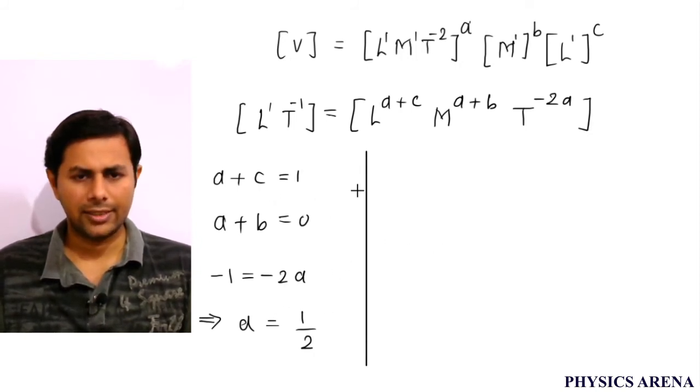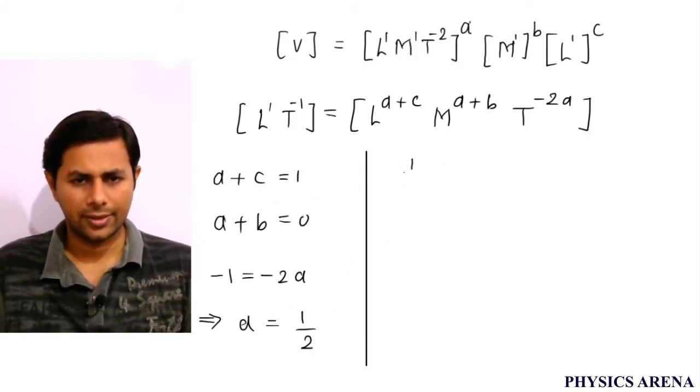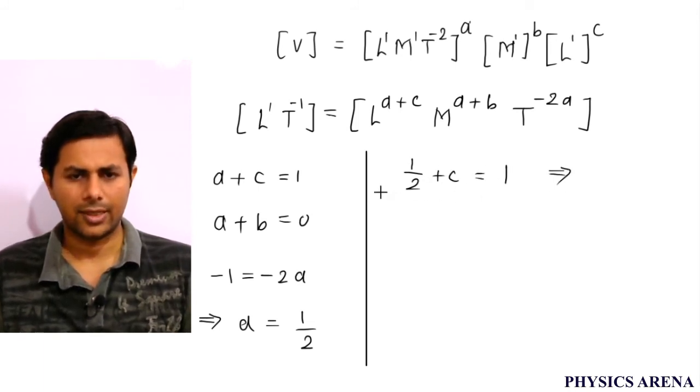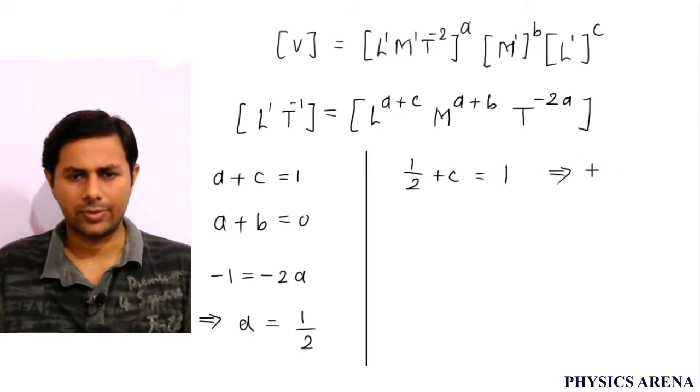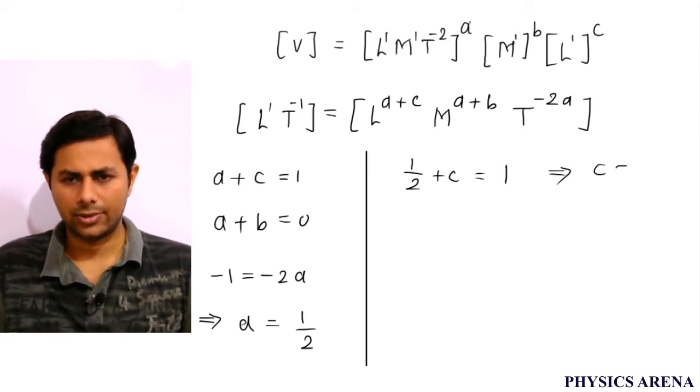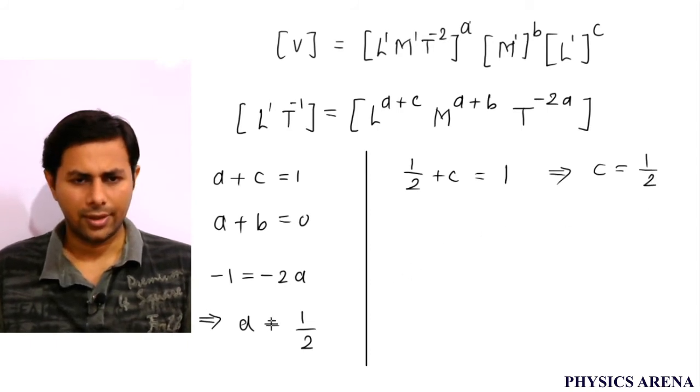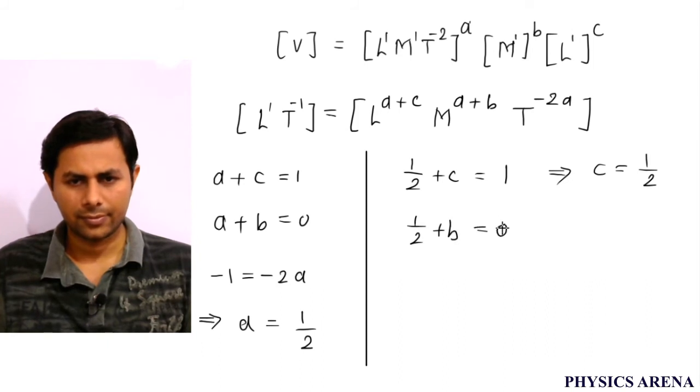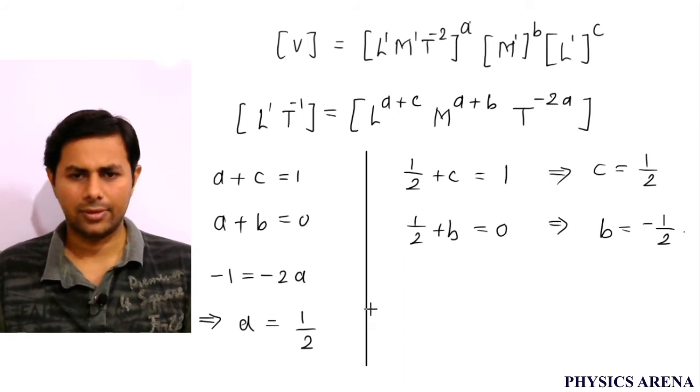So let's substitute that here. We get half plus C equals 1, and that means C equals half. Okay, 1 minus half, so C is half. And if we substitute A equals half in this equation, we have half plus B equals 0, which gives us B equals minus half. Okay, so A is half, C is half and B is minus half.